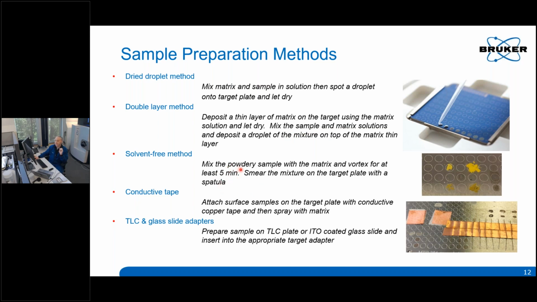We have a solvent-free method, which is taking a powder and mixing it with a powdered matrix. What I do is blend those together on the target surface using a plastic spatula, being careful not to scratch or damage the surface of the target. We could then deposit a thin layer and blow off the remaining material using canned air or nitrogen, so we have a nice thin layer on the target surface. We can use conductive tape to attach samples to the surface of the target, like you see these wires here, and try to get some spectra off of the surface of the wire.